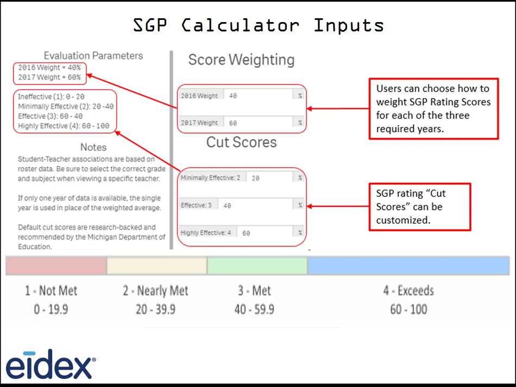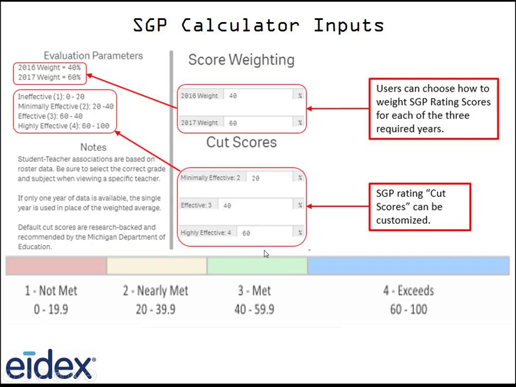Now, this is a screenshot of a tool that IDEX had built using SGPs, and they give you some ability to set weights. For example, the recommended weight setting when we have a third year would be 20% on 2016, 30% on 2017, and 50% on 2018. It also allows you to set cut scores on what effective and highly effective might be.